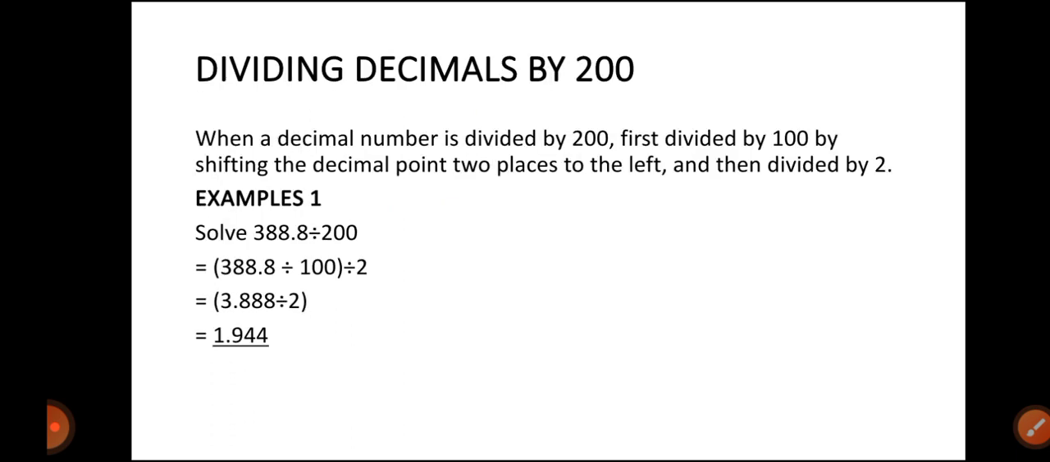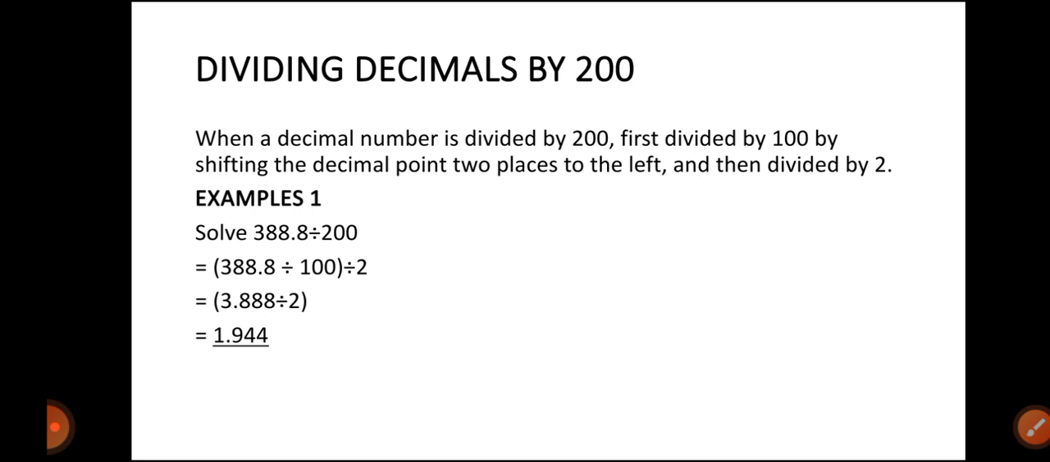Also, let's see how we can divide decimals by 200. When a decimal number is divided by 200, first divide by 100, by shifting the decimal point 2 places to the left, and then divide by 2. You must divide by 100 first, before you divide by 2. So you know that this 100 times 2 gives us the 200 we're talking about.